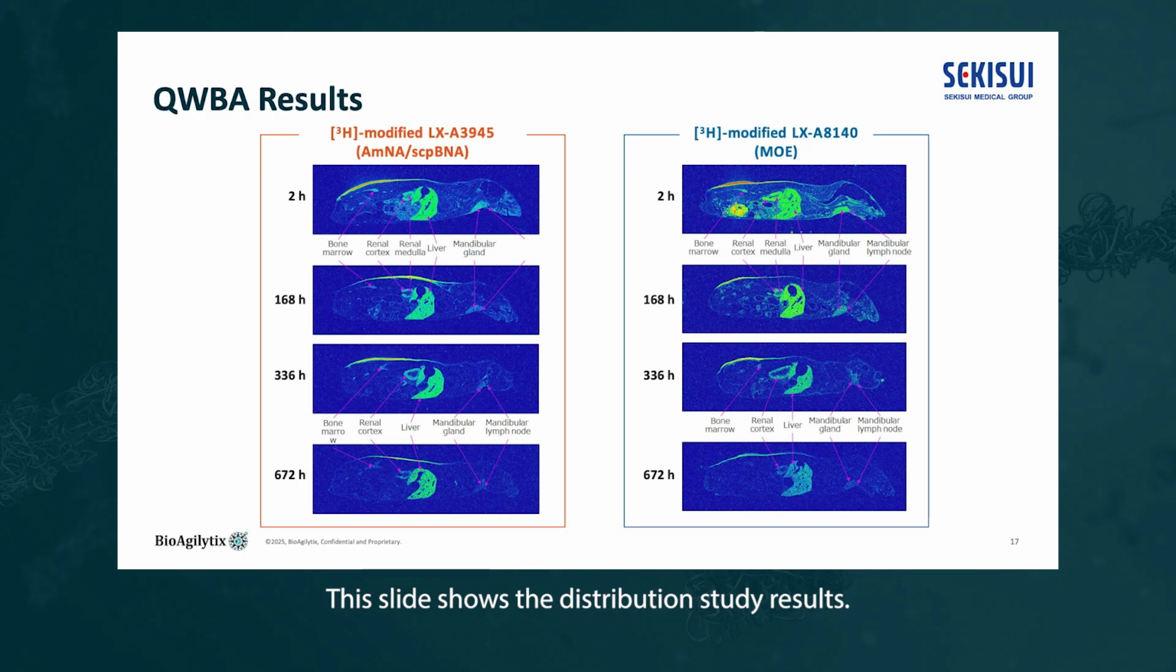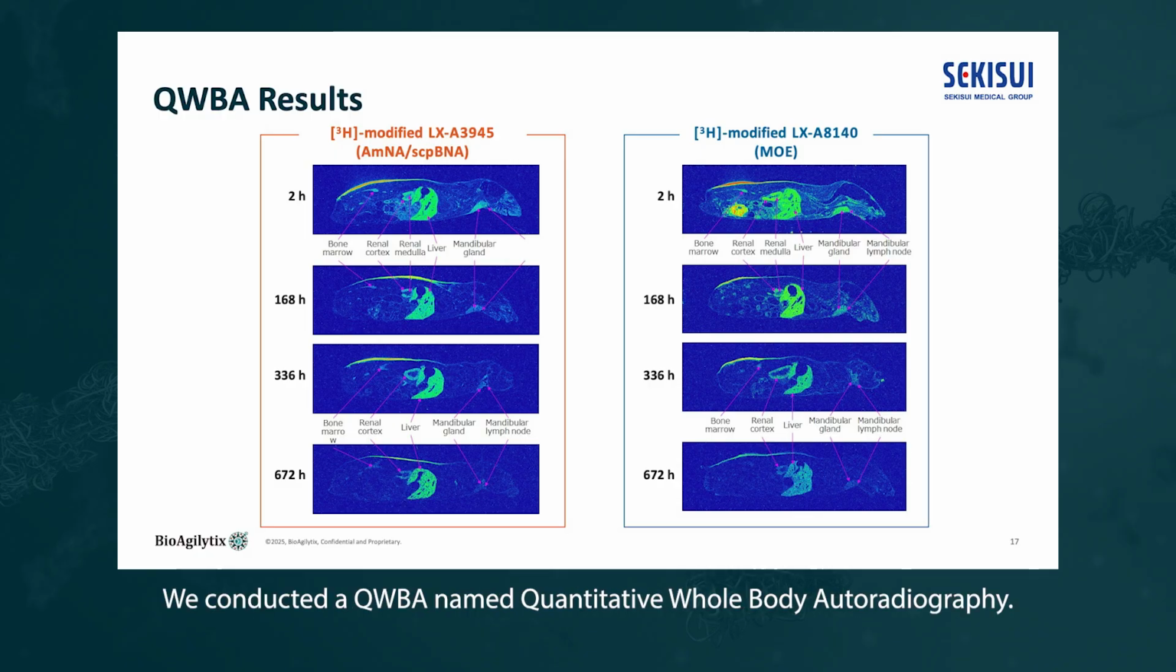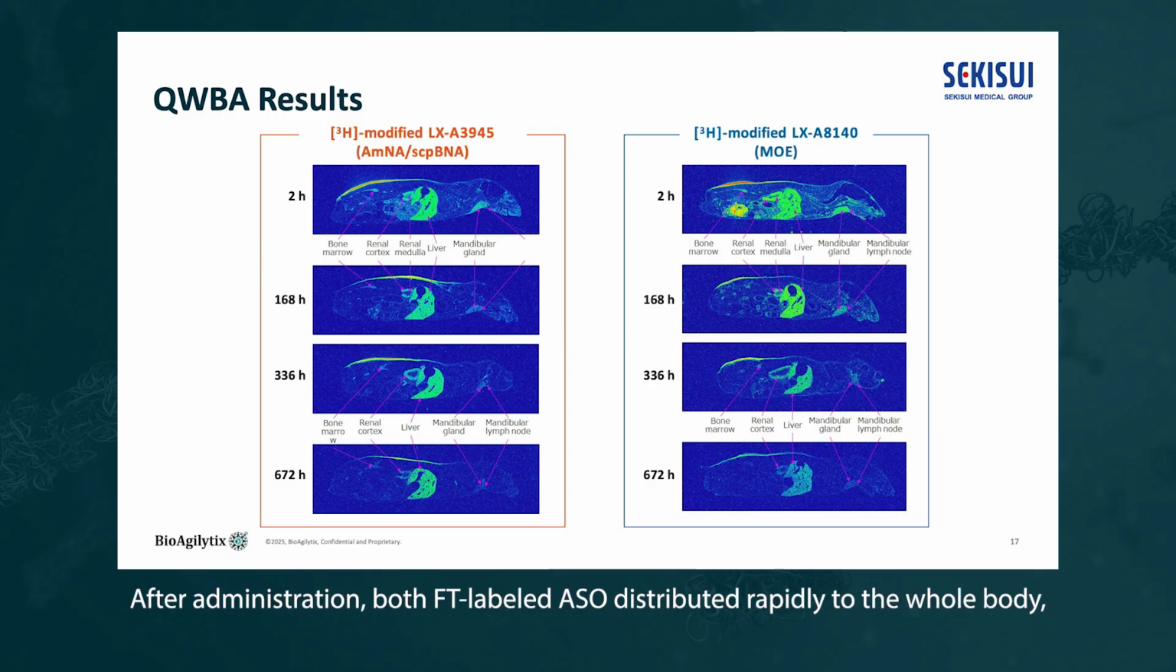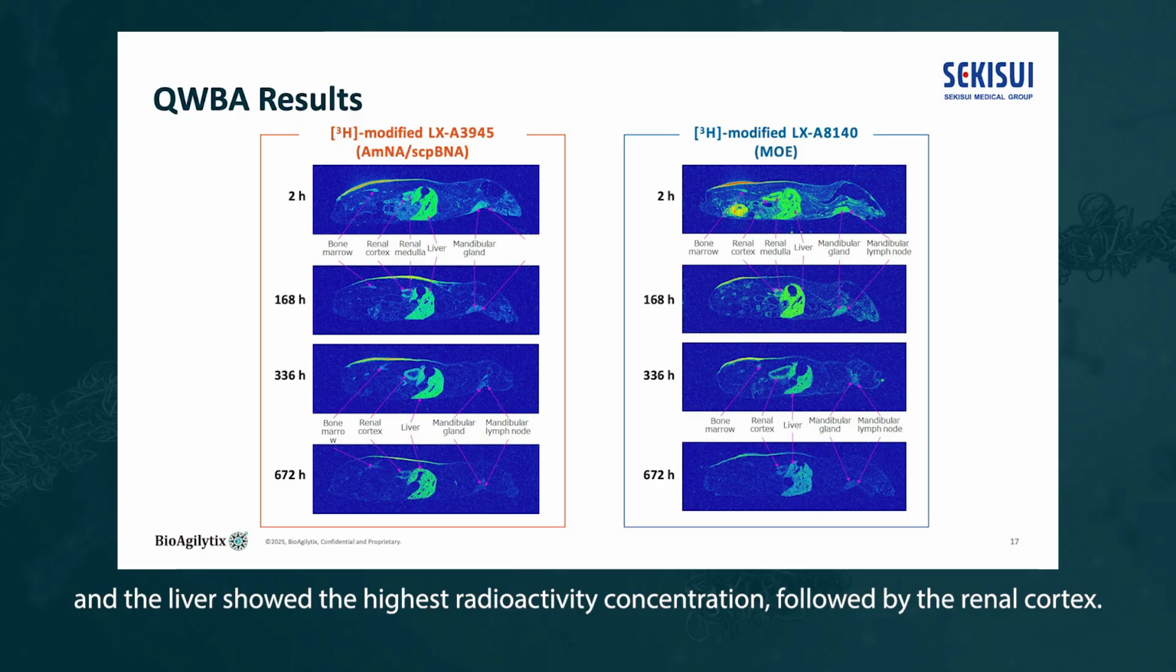This slide shows the distribution study result. We conducted QWBA, quantitative whole body autoradiography. In QWBA, we can obtain this autoradiograph image, where blue is low concentration, green is middle, and red shows high concentration. After administration, both FT-labeled ASOs distributed rapidly to the whole body, and the liver showed the highest radioactivity concentration, followed by the renal cortex.